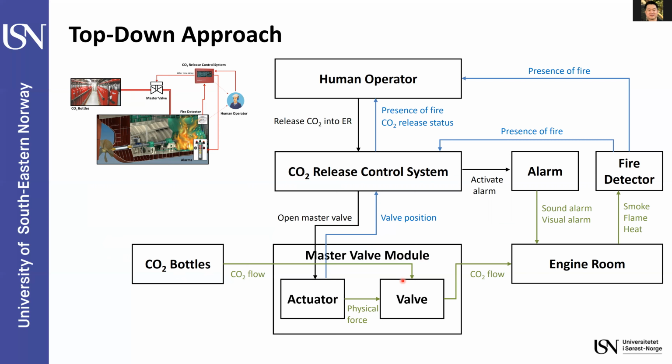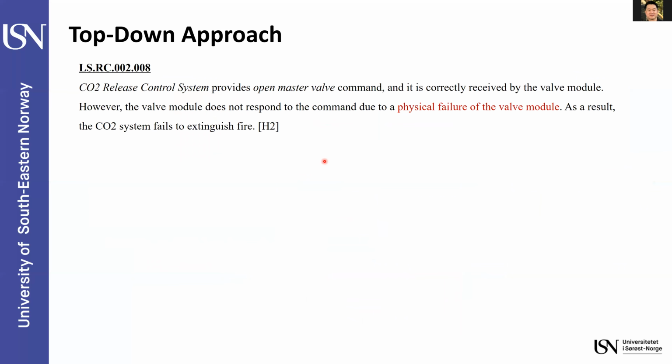In the same way, we can develop more details inside this CO2 release control system, for instance, the control algorithm, the human-machine interface, the power supply system, and so on. So we can include all those details and refine this control structure when we have additional information. And this can apply for identifying loss scenarios.